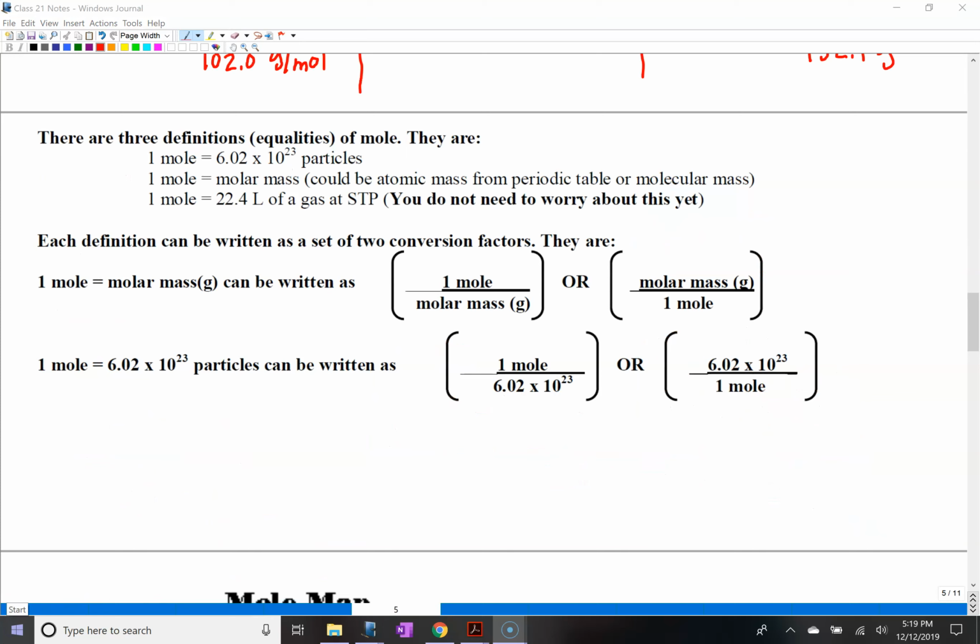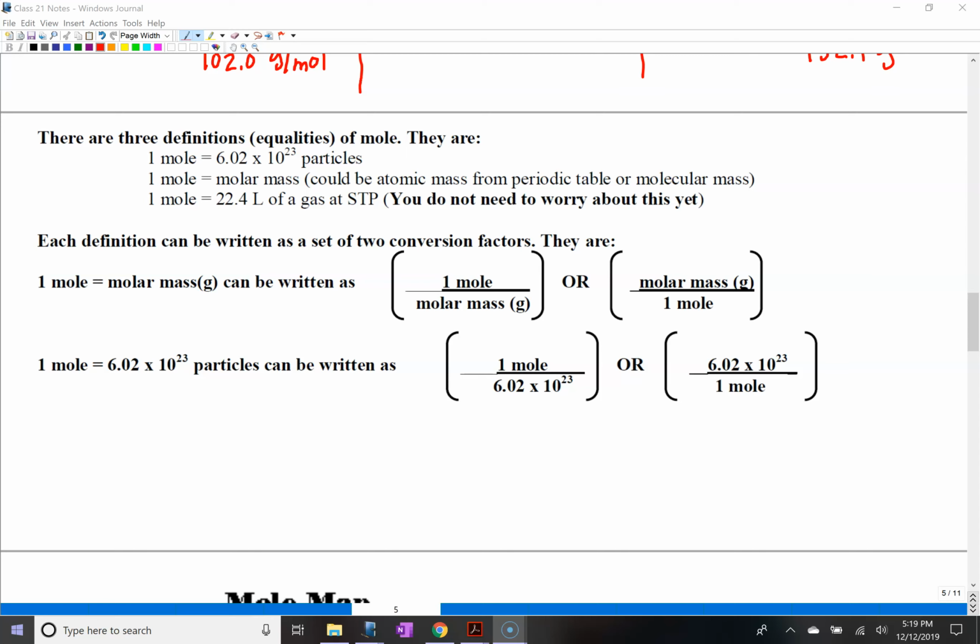Now, we have talked about 2 of the 3 definitions or equalities of a mole. The 2 that we talked about is that 1 mole of anything has 6.02 times 10 to the 23rd particles. Remember, what we call particles just depends on whether we have an element off the periodic table. In that case, our particles would be atoms. We have a covalent compound, in which case our particles would be molecules, or if we have an ionic compound, and in that case our particles would be formula units.